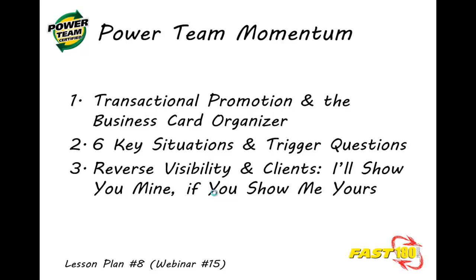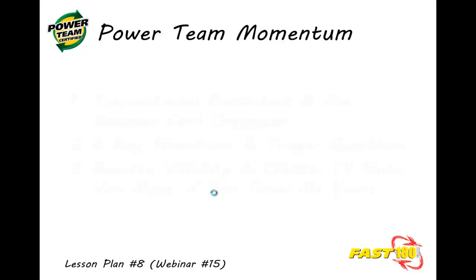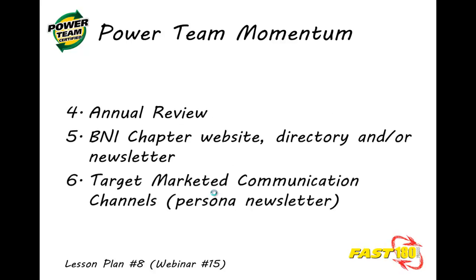As we've already talked about, the first few levels, number 1 is the business card organizer. Number 2, the 6 key situations. Then comes reverse visibility, the annual review. Now, starting with number 5, we're on page 30. Here, we're talking about sort of a generic roster-based website, directory, or newsletter. Okay? This would just be a website, directory, or newsletter for your BNI chapter, and most of you probably already have the website.